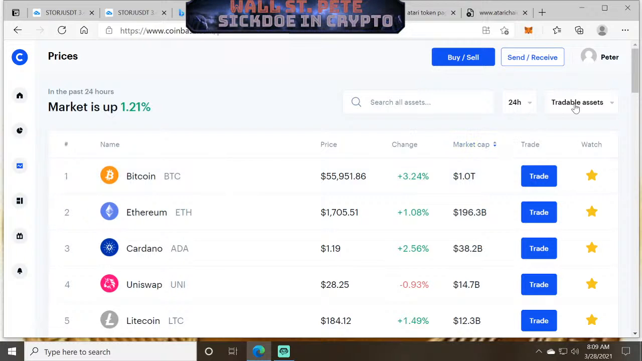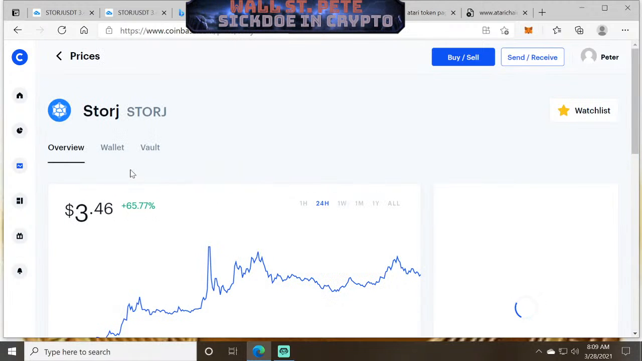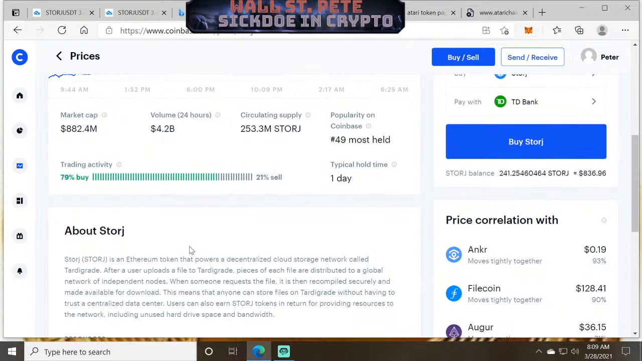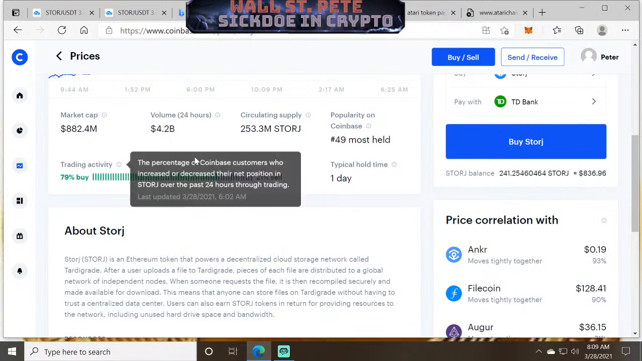Go to here, 24 hours, tradable assets, right? You go to change. Look at this, storage. What is storage? I'm heavily invested. It is an Ethereum token that powers a decentralized cloud storage network called Tardigrade. Now, we went over this already. I'm not going to read the whole thing again, but it saves bandwidth, and it also saves using your hard drive space. So you just got to understand what it's doing.